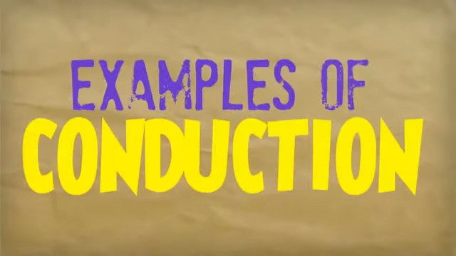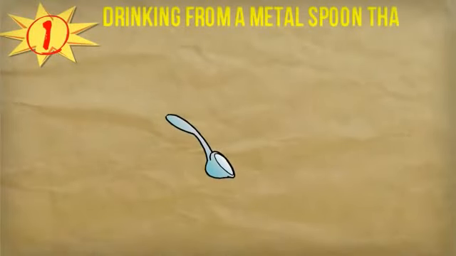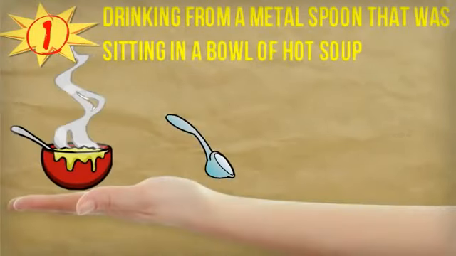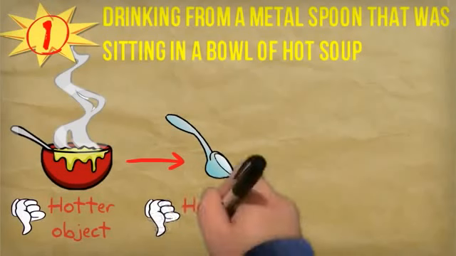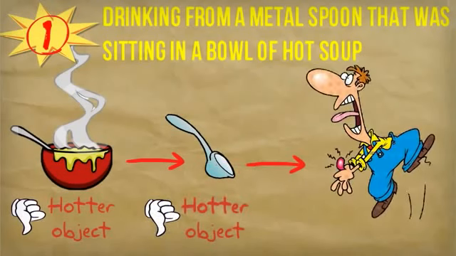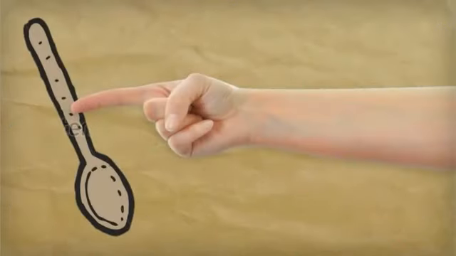Here are two examples of heat conduction. First one, drinking from a metal spoon that was sitting in a bowl of hot soup. The soup loses some of its heat by transferring it to the spoon, which in turn gains temperature and conducts heat to the boy's finger, burning it. However, the boy easily solves this problem by switching his metal spoon into a spoon made out of wood.